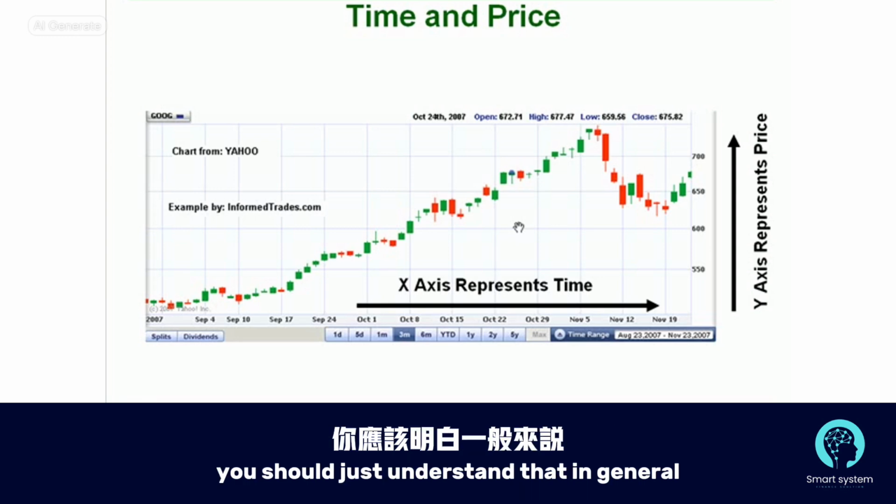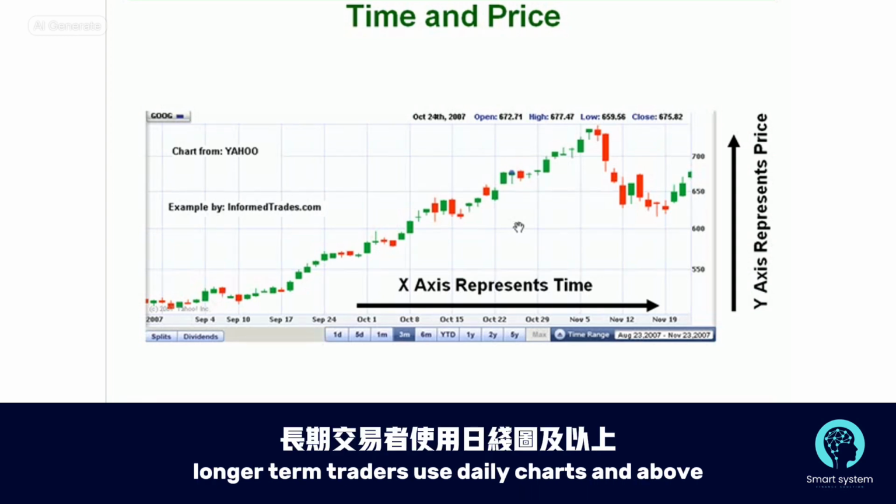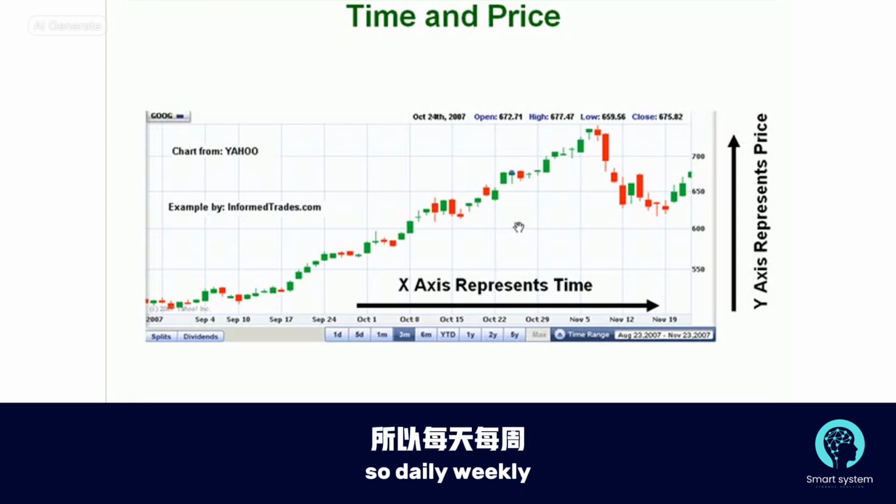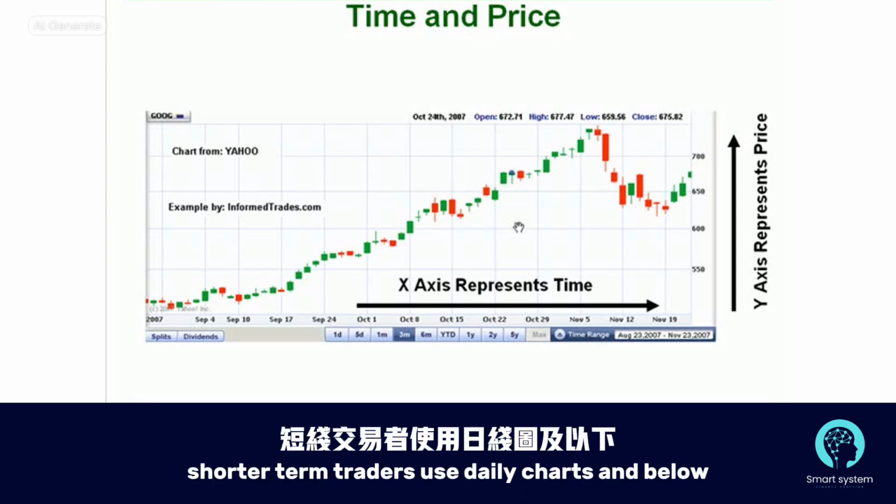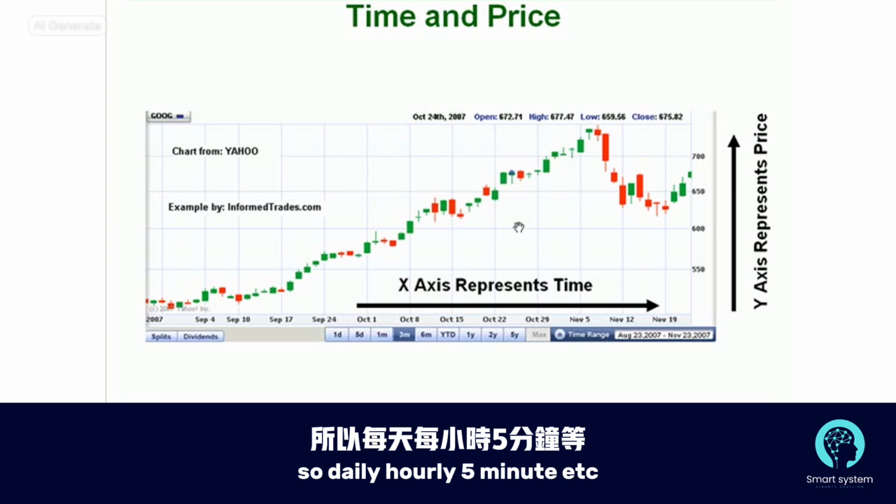You should just understand that in general, longer term traders use daily charts and above. So daily, weekly, monthly. Shorter term traders use daily charts and below. So daily, hourly, 5-minute, etc.